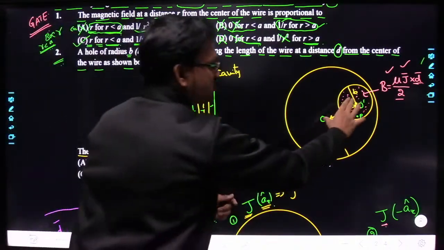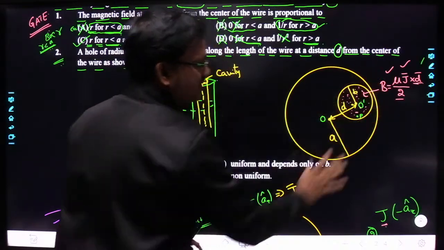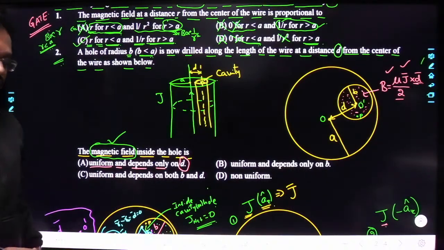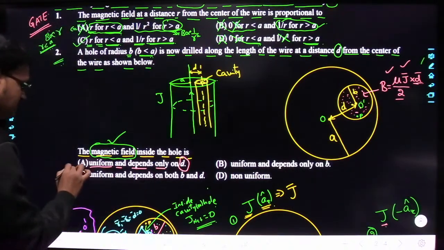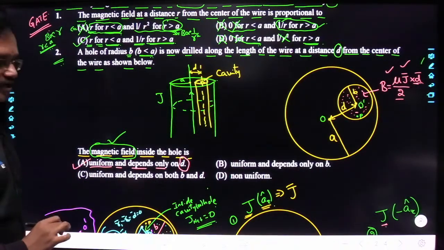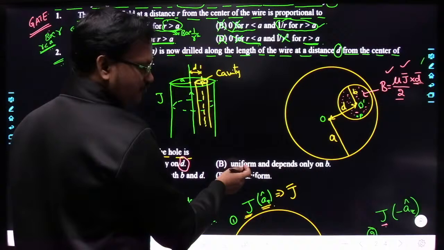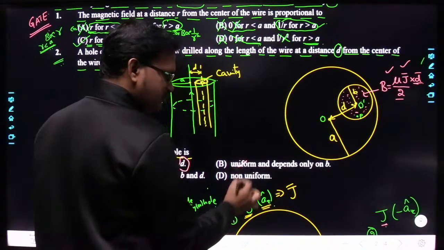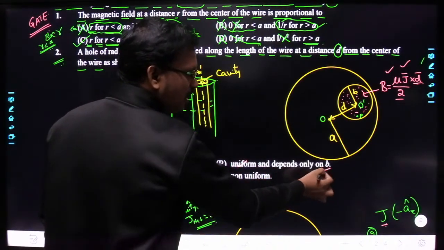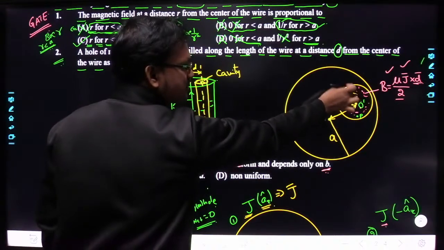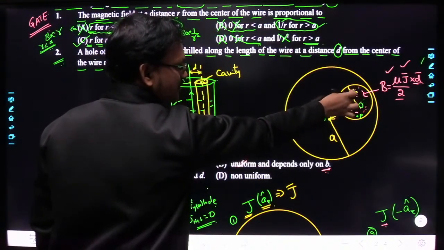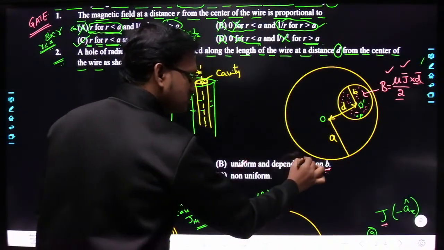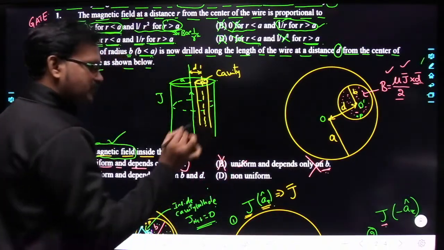So as you change the distance between the centers of these two cylindrical wires, only then is this magnetic field going to change, otherwise it doesn't change. Understood? Okay, next. Option A is correct. Now in option B they have given uniform and depends only on B. Uniform is correct, but it depends only on B, meaning only on the radius of the cylindrical wire. That is wrong, since it depends only upon the distance. So option B is wrong here.